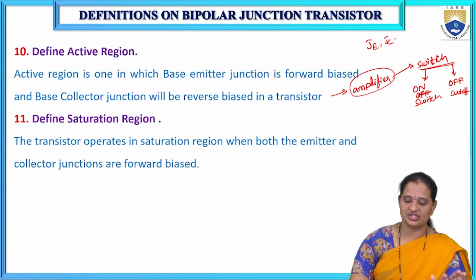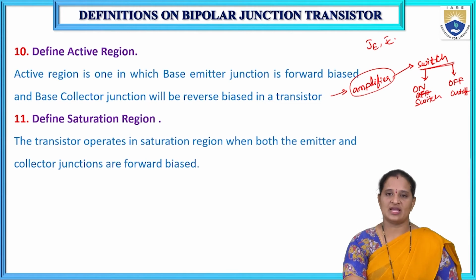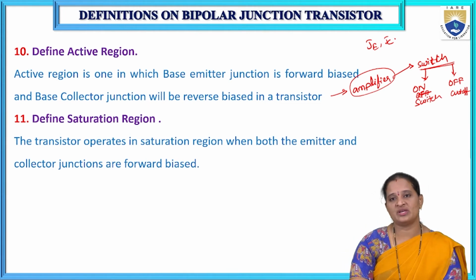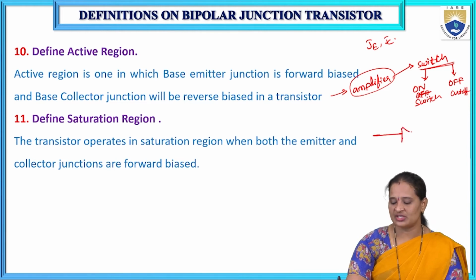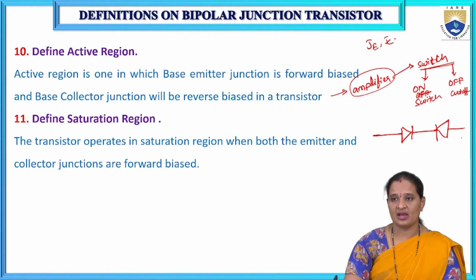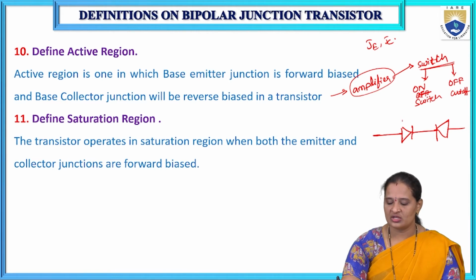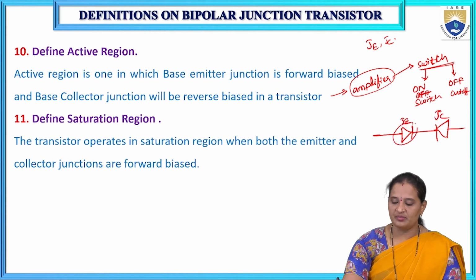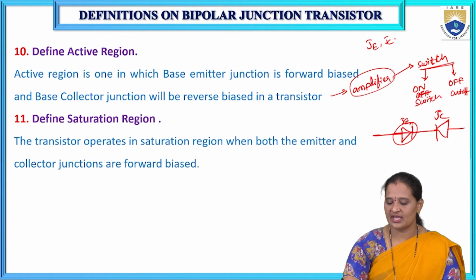So what is the saturation region? The transistor is said to operate in the saturation region when both the emitter to base junction and the collector to base junction are forward biased. As we have two junctions here, let us consider this a transistor, which is nothing but a back-to-back connection of two PN junction diodes. Let us consider this as the emitter junction and this as the collector junction. If this diode is forward biased, what happens? It acts as a short circuit, and this also acts as a short circuit, and hence the entire transistor can be used as an on switch.